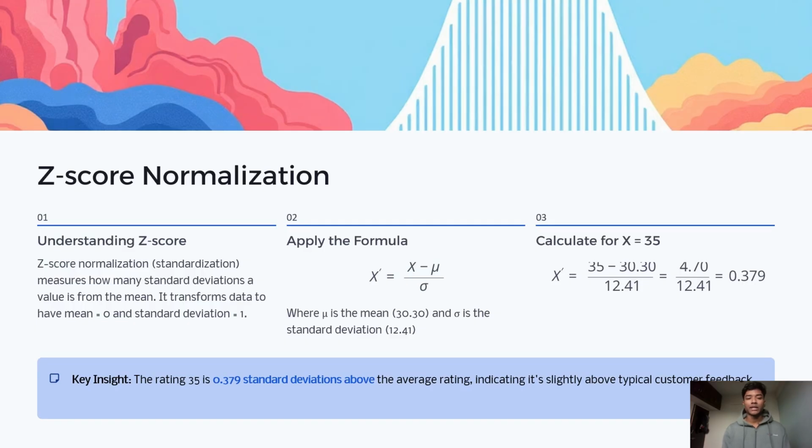Z-score normalization. Next, we apply Z-score normalization. This method tells us how far a value is from the mean in terms of standard deviations. For our dataset, mean equals 30.30, standard deviation equals 12.41. Using the formula, the Z-score for 35 is 0.379. This means rating 35 is 0.379 standard deviations above the mean. Or in simple words, it's slightly above the typical feedback rating.